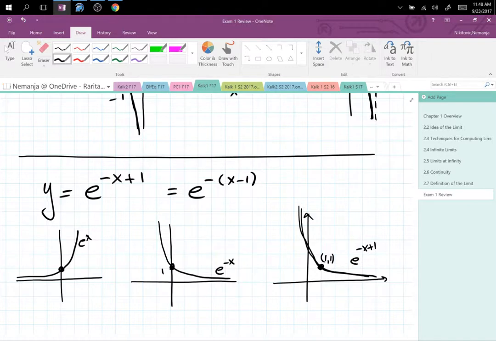1 over x squared, like 1 over x squared minus 1, not 1 over x squared minus 1. 1 over x minus 1, everything squared, stuff like that. So just shift to the right.